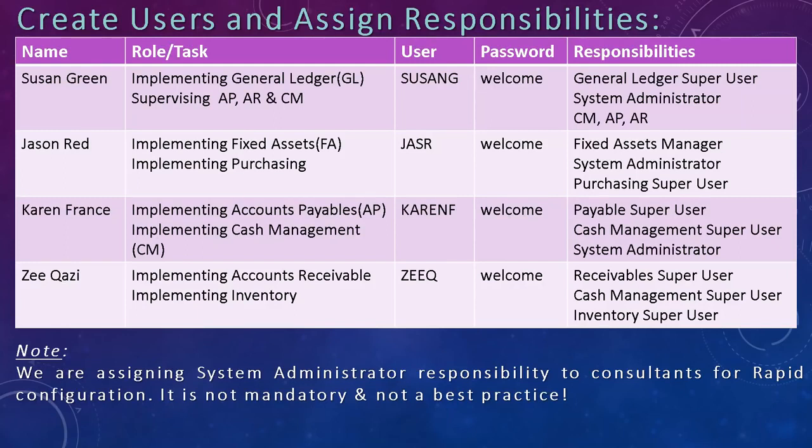Then we have Karen France. She is implementing accounts payable and also implementing the cash management. So she has responsibility of payable super user, cash management super user, as well as the system administrator. In last, we have Zcausy, implementing accounts receivable and implementing inventory. So he has the receivable super user, cash management super user, and inventory super user.